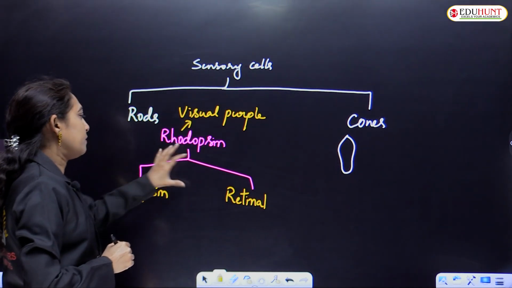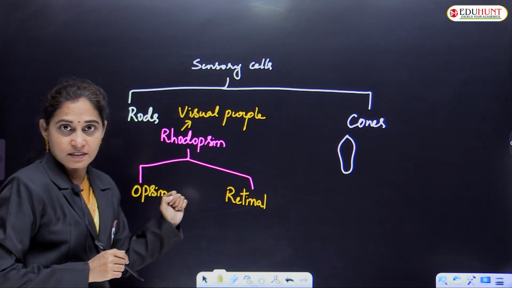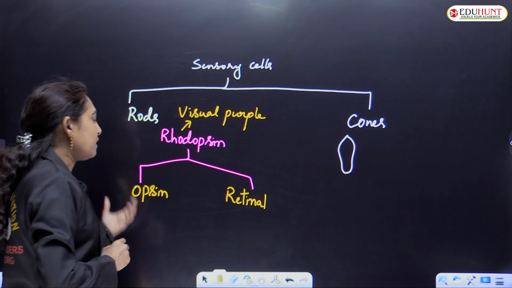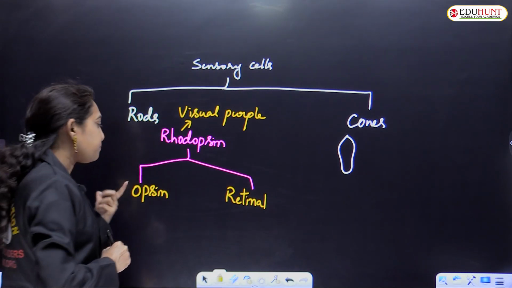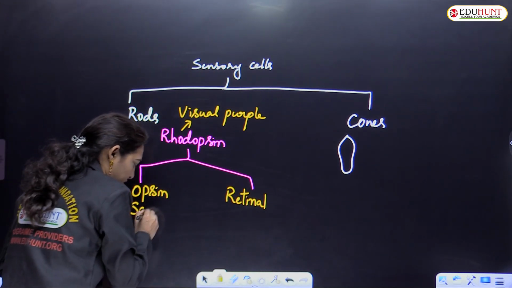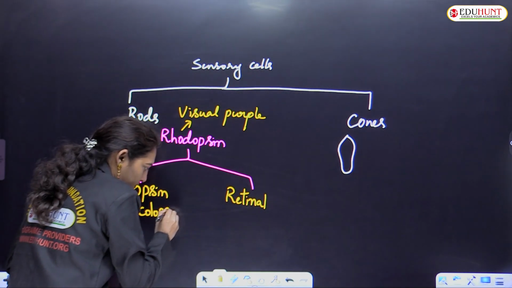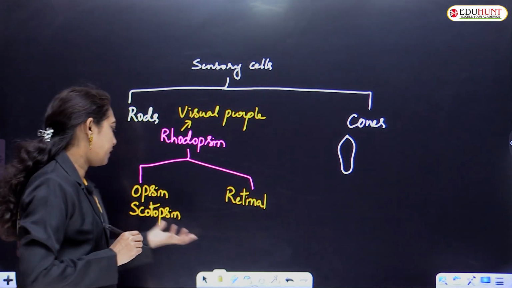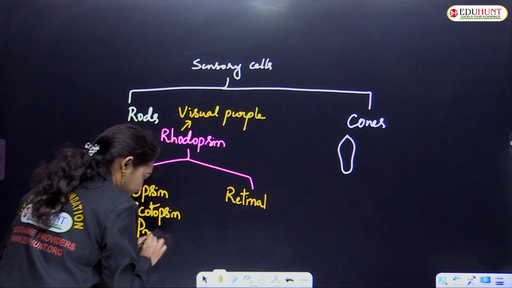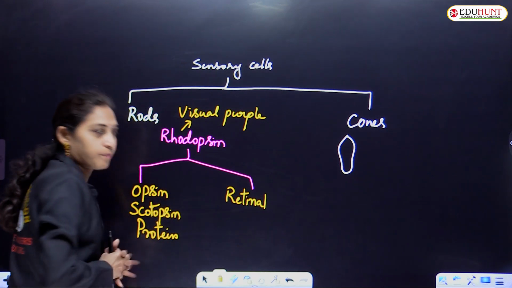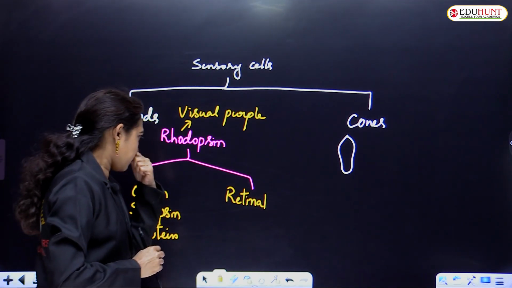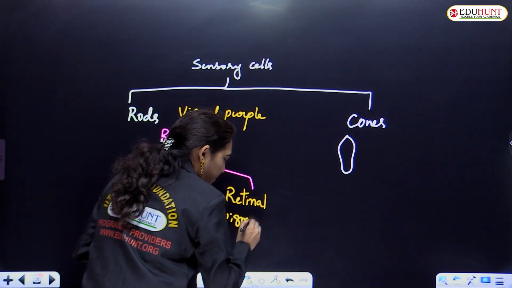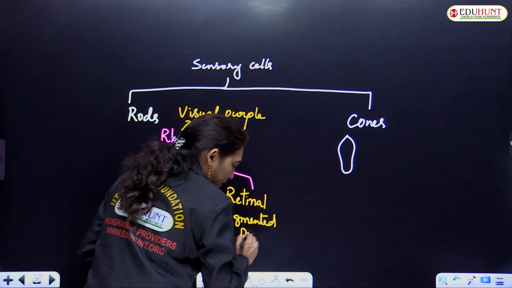And this pigment, rhodopsin, has two parts in it, opsin and retinal. Opsin is the protein part. In rods it is called scotopsin. And the other part, retinal, is the pigmented part.